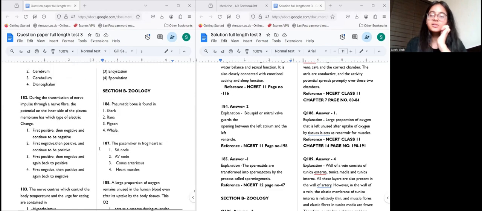For the 186th question, we will move on to section B now. Pneumatic bone is found in, pneumatic meaning air filled, right? If we have a pneumothorax or a pneumonectomy, pneumo refers to the lung, and the lung is the organ which has air in it. So anything air filled is known as pneumo. Do sharks have pneumatic bones? No. Does Rana, the frog, have pneumatic bones? No. Pigeons have pneumatic bones because when the density decreases, the bones are pneumatic, so they can fly easily. So the answer is option number 3.